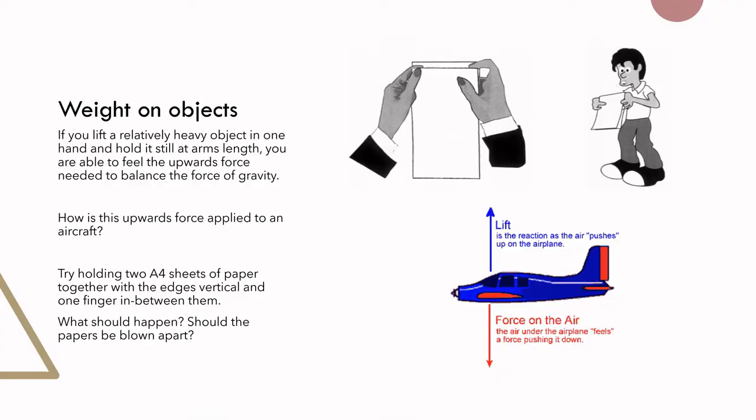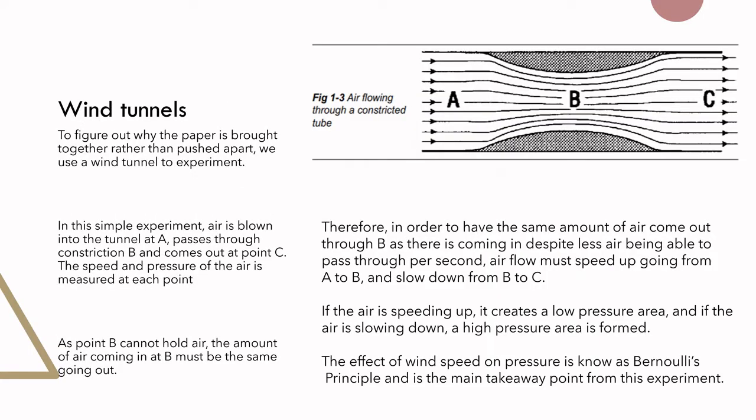We can try a little experiment here. If you get two A4 sheets of paper, hold them together with one finger, creating a gap in between. Blow into them and see what happens. Surely the paper should be blown apart, right? The opposite effect happens. The harder you blow, the more firmly the papers are drawn together.